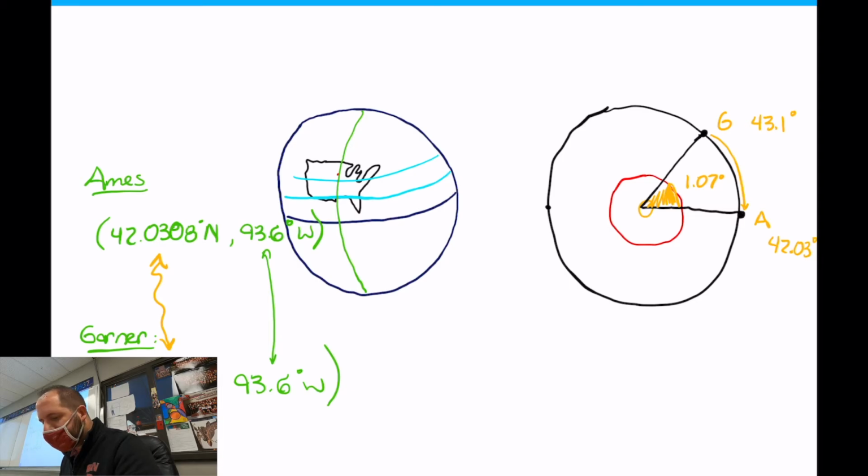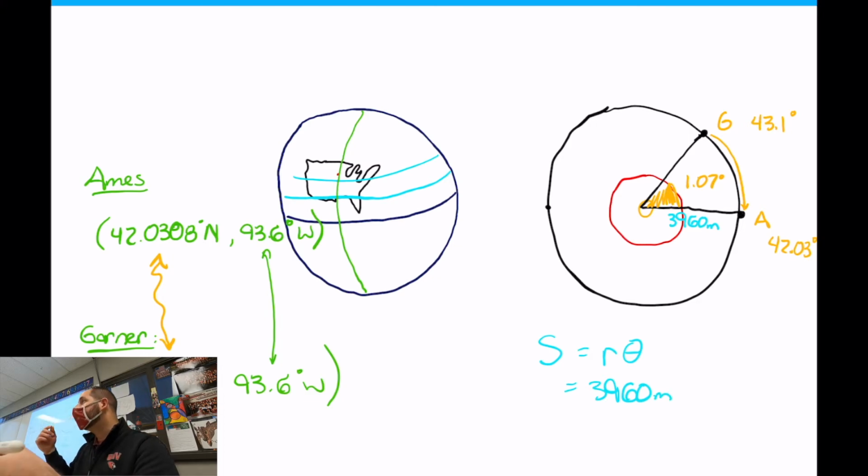So I'm going to use that number. Now the number that's in most textbooks is 3,960 miles thick. That's the radius. So in this formula, my radius is the 3,960 miles, and I take it times my angle. Well, what was my angle, the difference between Ames and Garner? 1.07. It's the 1 degree. So it's 1.07 times pi divided by 180, right?